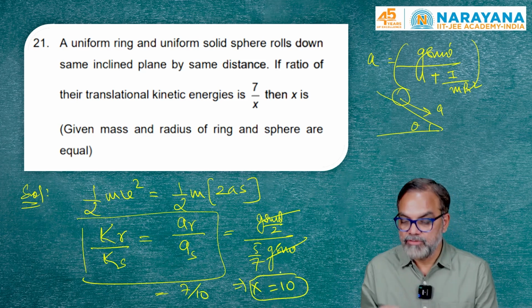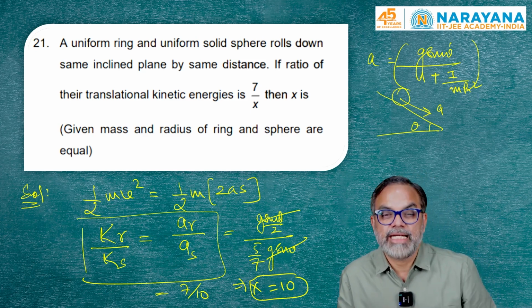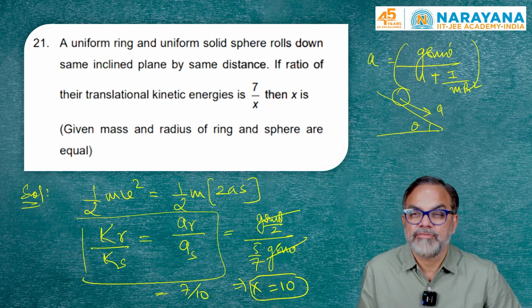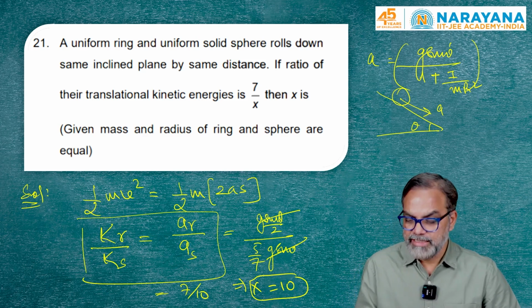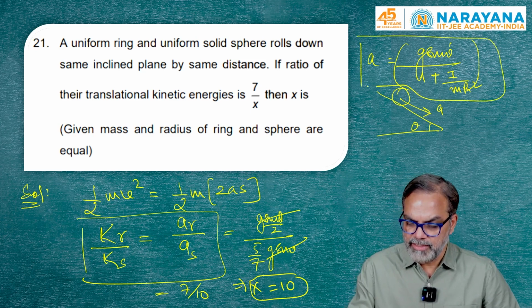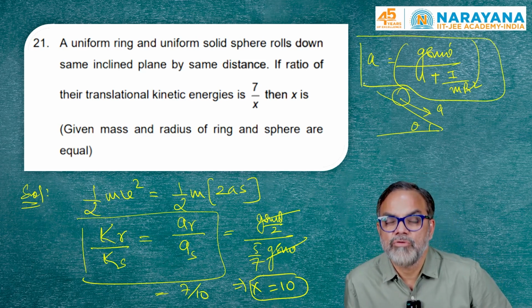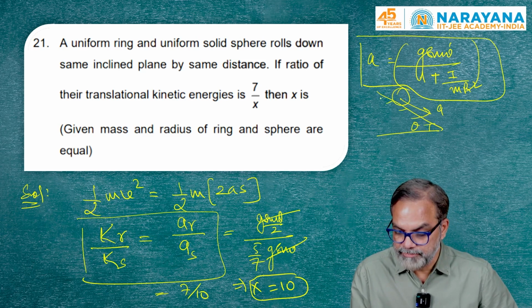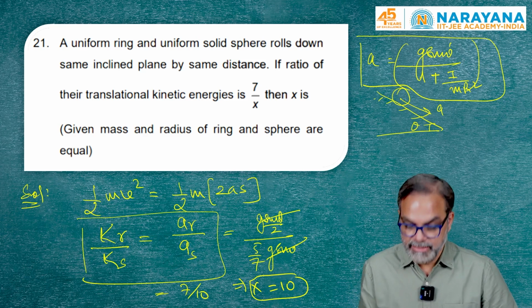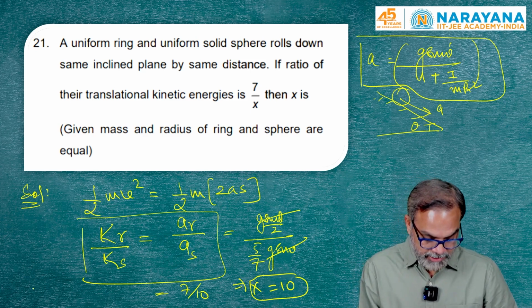So that was a question. If you remember this expression, you can write the expression for acceleration of ring and acceleration of solid sphere directly. In exam, we are not supposed to derive this. I know this is a very common thing, the acceleration of a rolling body on an inclined plane. So it was just using this very well-known expression.